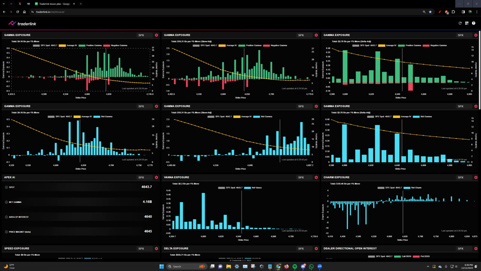Just to confirm, 0.2 delta, that is 20 delta in the option chain, right? Yeah. 0.2 delta is going to be 20. On the option chain, it's written as 0.2, but it's just 20 delta.